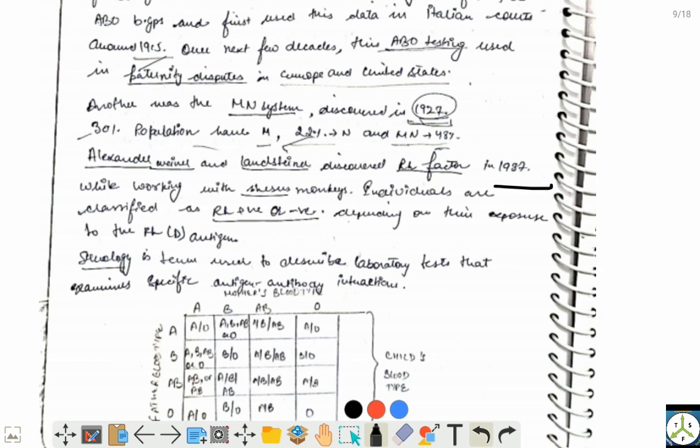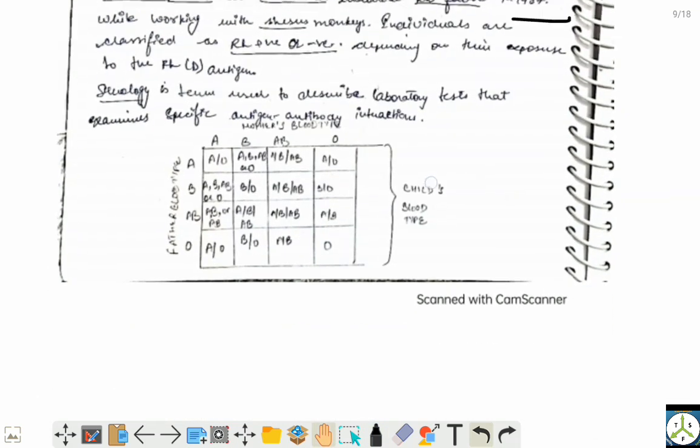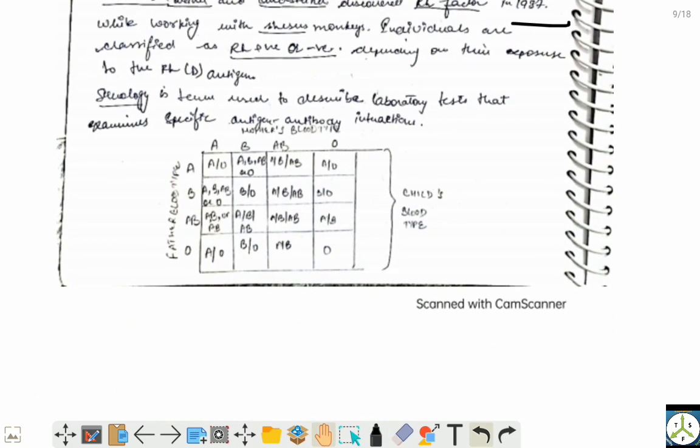In forensic science we have to deal with serum and body fluids, which comes under a section known as serology. Serology is a term used to describe laboratory tests that examine specific antigen-antibody interactions. This table shows the inheritance of the different blood groups.